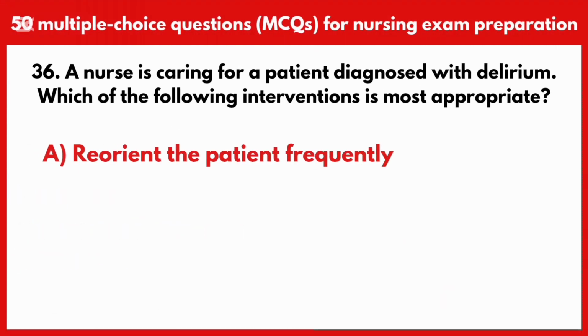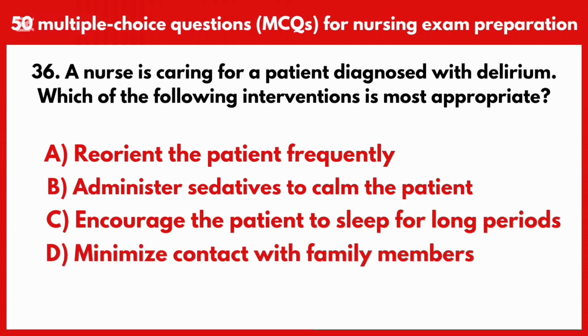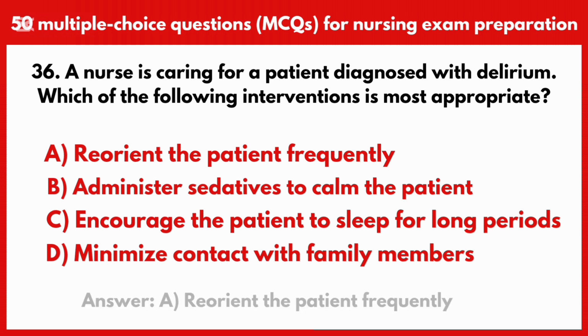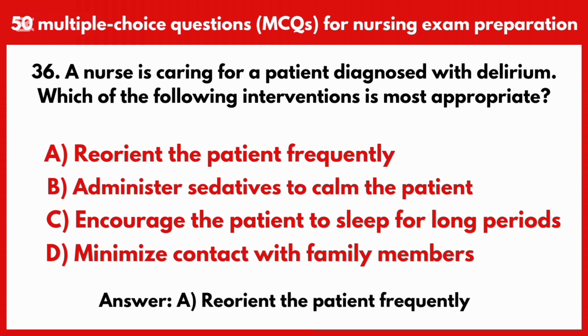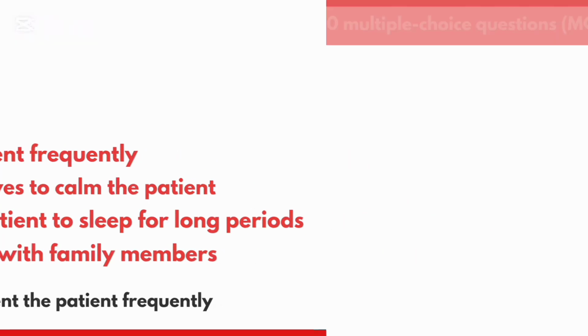A nurse is caring for a patient diagnosed with delirium. Which of the following interventions is most appropriate? Correct answer is option A. Reorient the patient frequently.